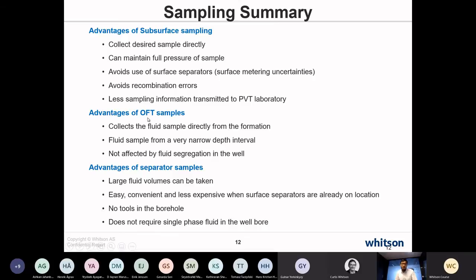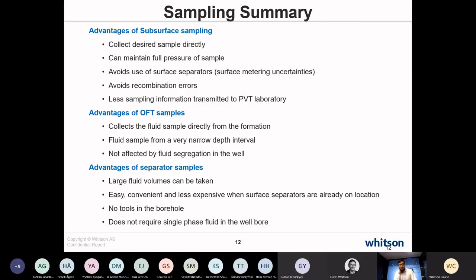And then for the OFT samples, the most obvious advantage is that you collect samples from a very narrow depth interval, and those samples are representative of the fluid of the formation. Those are in situ representative, so you can use them for fluid initialization purposes.